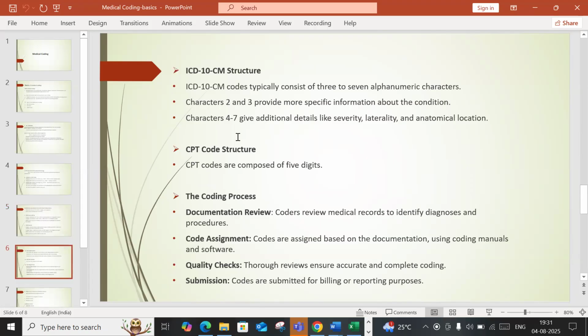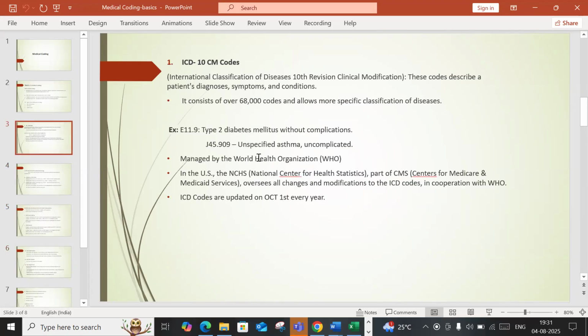So coming to the code structures of ICD, CPT, and HCPCS. If you see here, these are two diagnoses, right? Diabetes and asthma. For type 2 diabetes, this is the alphanumerical code E11.9. How many characters are there? 1, 2, 3, and 4. For this condition, 4 characters are there, 1 alphabetical and the remaining 3 numerical. And for unspecified asthma, J45.909: 1, 2, 3, 4, 5, 6. So for this condition, 6 characters are there.